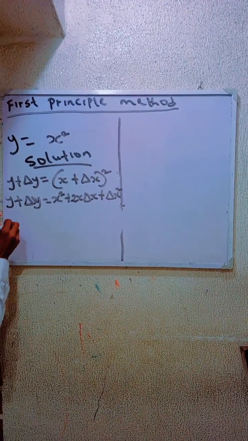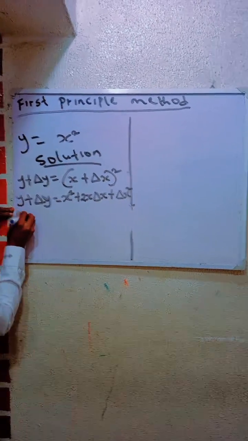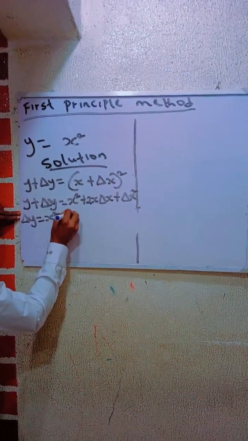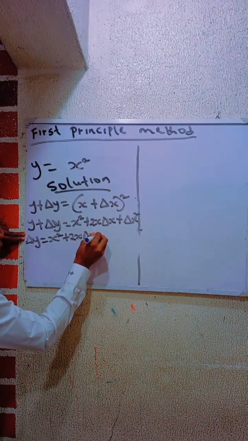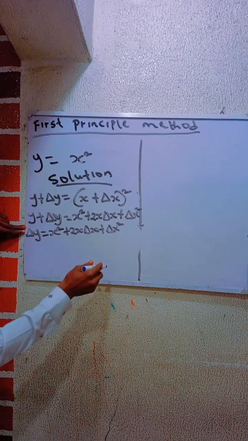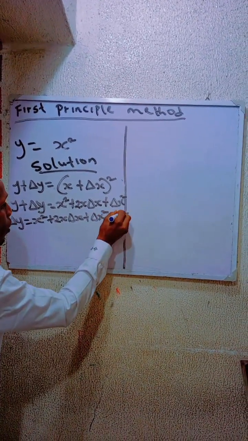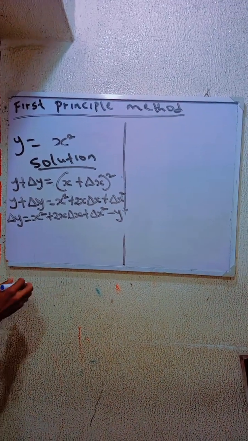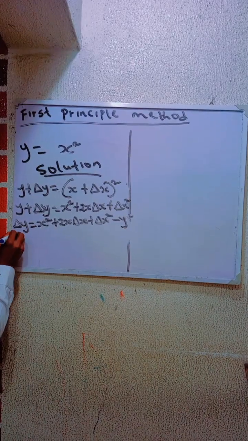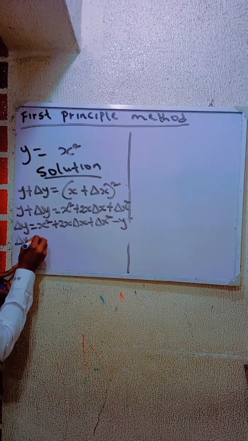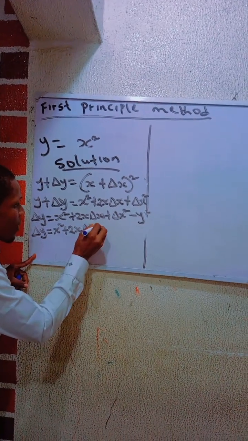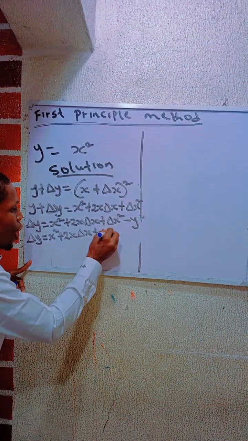So now we are going to have change in y is equal to x squared plus 2x change in x plus change in x squared. Now y is crossing over, so it turns to minus y. But now let's recall that we're told that y is equal to x squared. Are we together? So it means we are going to have change in y is equal to x squared plus 2x change in x plus change in x squared.